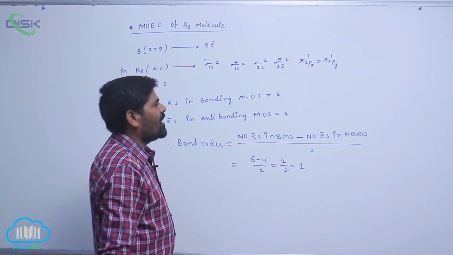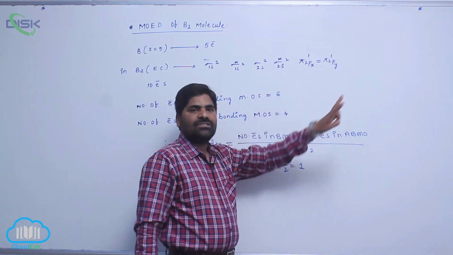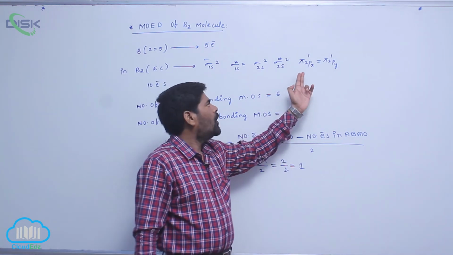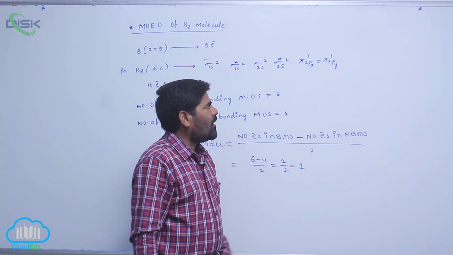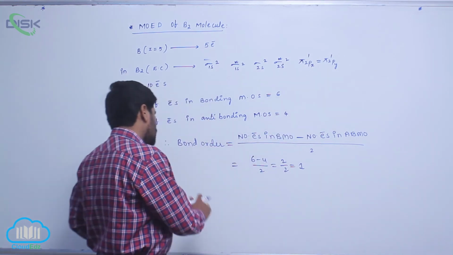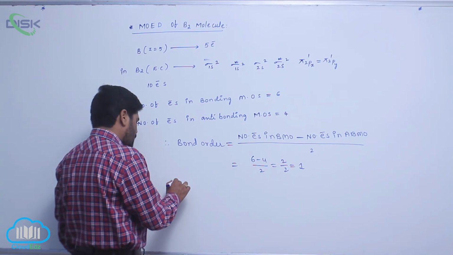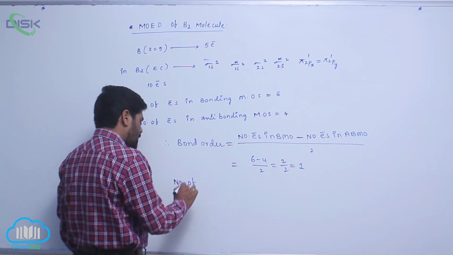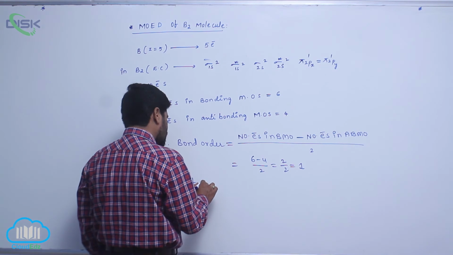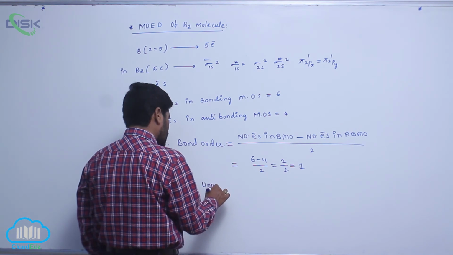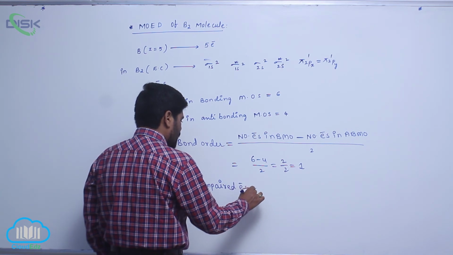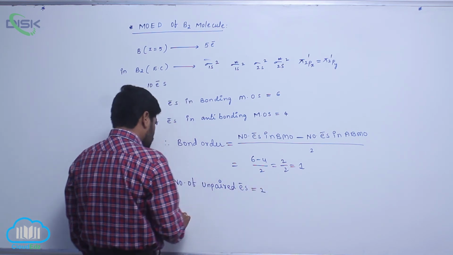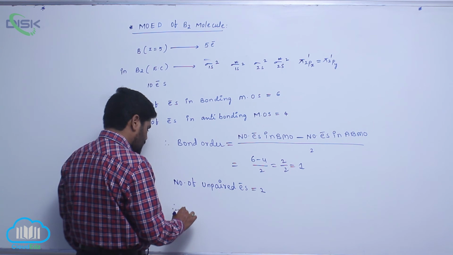According to molecular orbital theory, it contains 2 unpaired electrons in 2 degenerated orbitals, that is pi 2px and pi 2py. So therefore number of unpaired electrons equals to 2. So therefore it is which one?